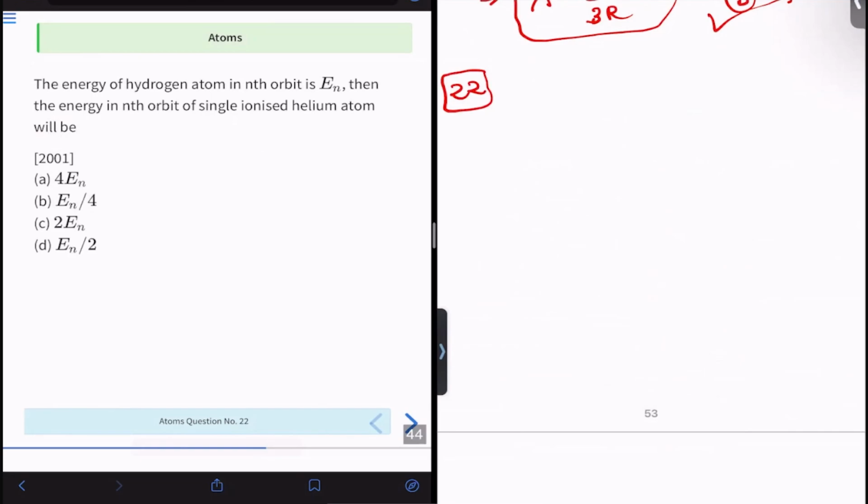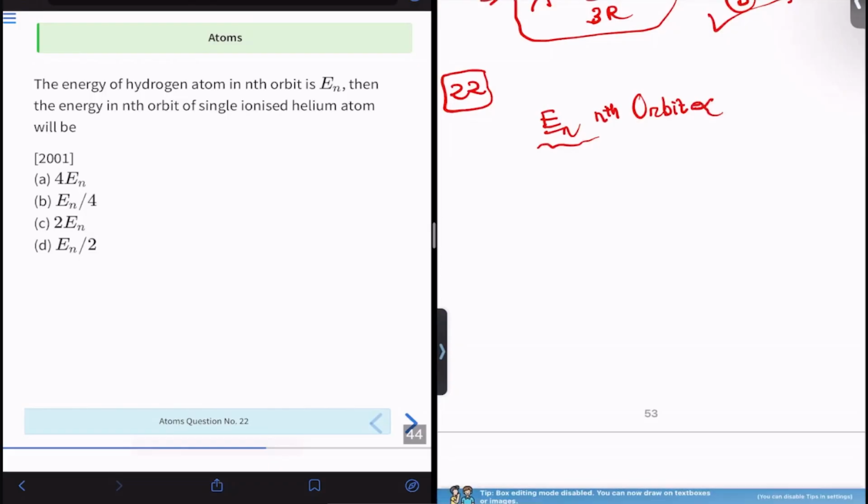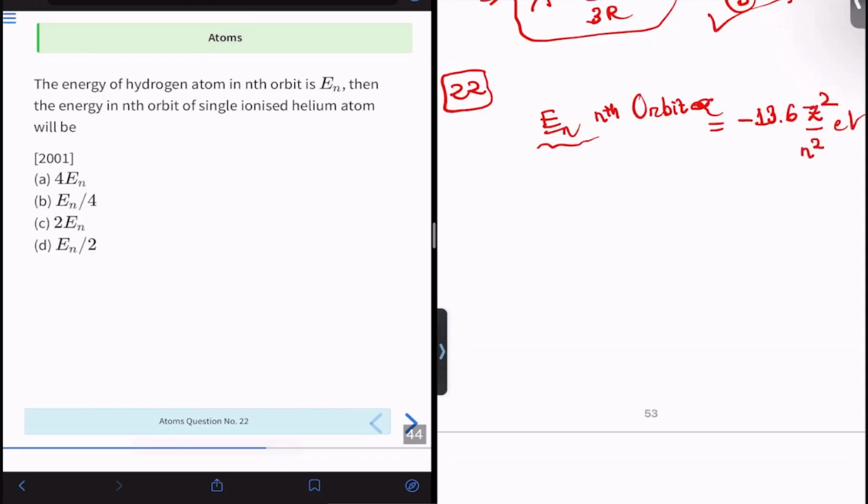Question number 22 says, the energy of a hydrogen atom in nth orbit is En, which is proportional to... As you all know, energy is equal to minus 13.6 Z square upon n square electron volt. I hope you remember this, guys. I am writing the formulas again and again so that it will fit in your mind. So the energy of an electron in nth orbit is equal to minus 13.6 Z square upon n square electron volt.